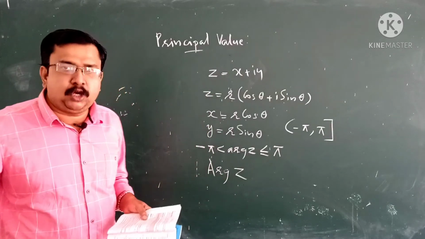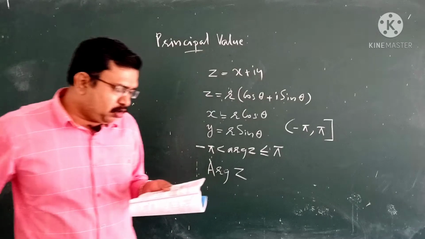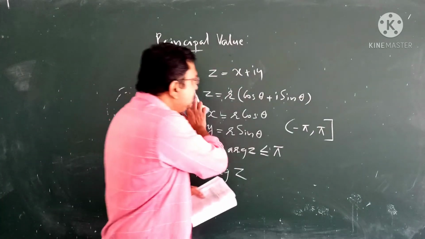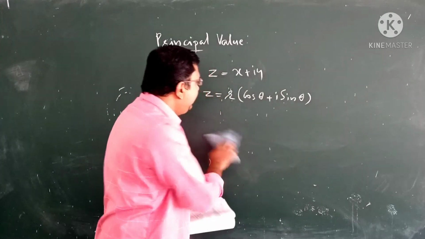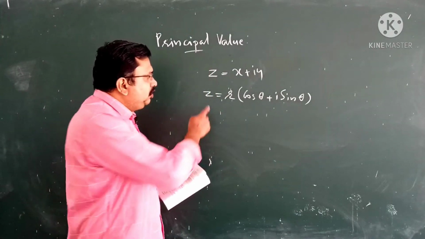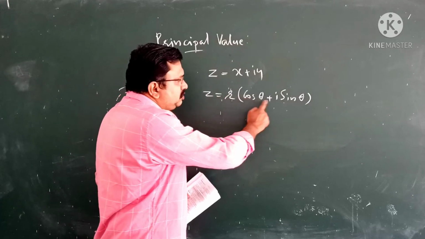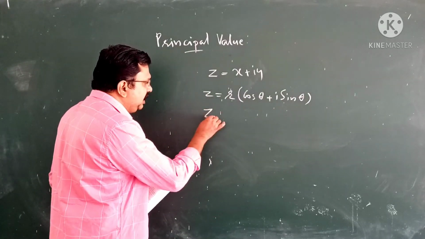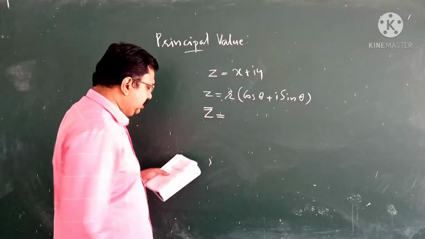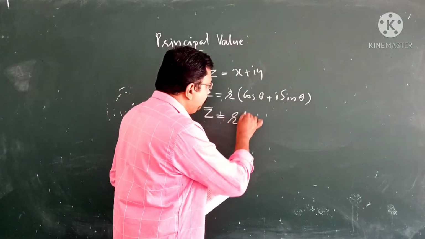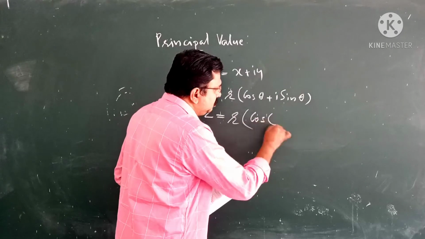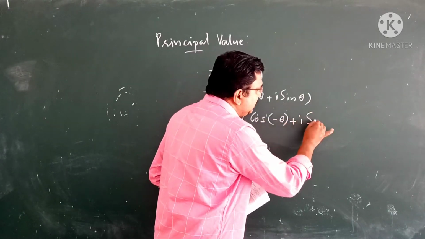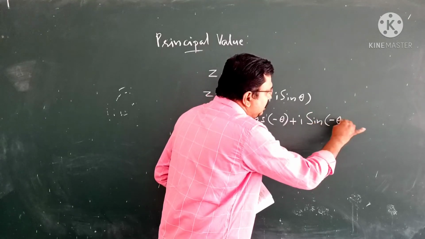Now, what do you mean by the conjugate of a complex number in polar form? Just listen. Here, z equal to r cos theta plus i sin theta. Then the conjugate is denoted by z bar. Z bar is equal to r into cos minus theta plus i sin minus theta.